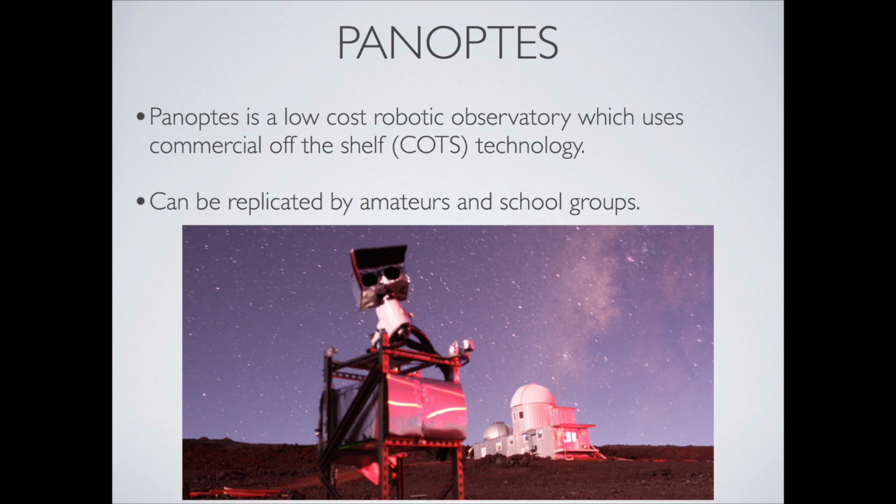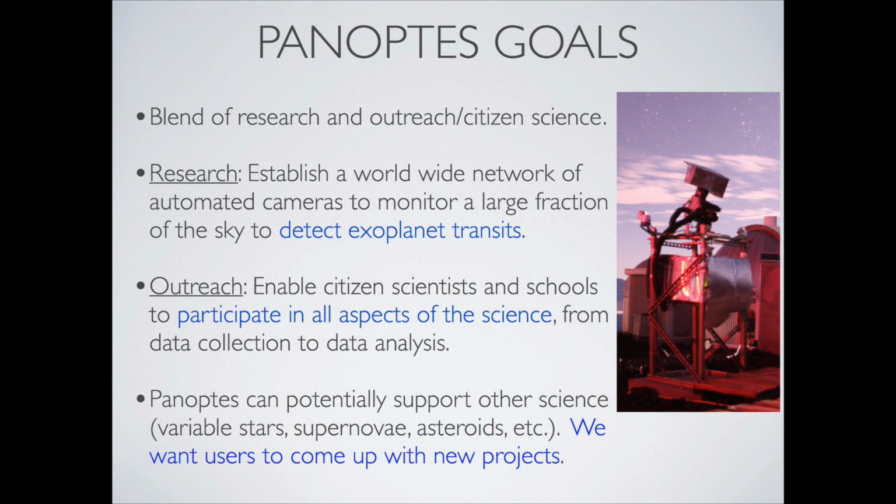So without further ado, let's move to slide 2 on the Project PANOPTES overview and goals. I think we already went over this in the introduction. Our goal is to have a worldwide network of small cameras that monitor a large fraction of the sky from multiple locations to detect exoplanet transit. And unlike all previous projects that are doing this already, our goal is to have this project very much driven and run by amateur astronomers and citizen scientists, and also schools.